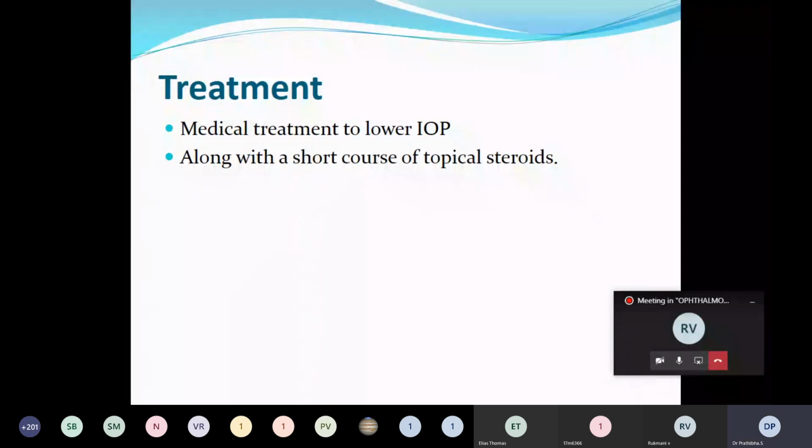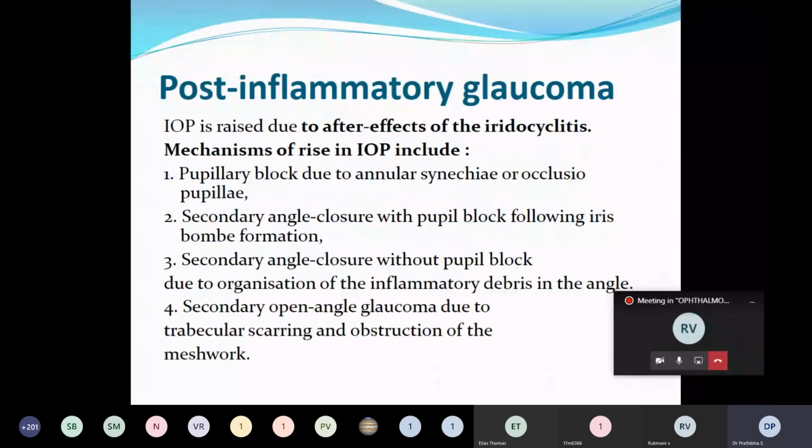Medical treatment to lower the IOP, and along with that a short course of topical steroids can be administered. Post-inflammatory glaucoma is almost similar to post-uveitis. Uveitis is also a type of inflammation, no? So the IOP is raised due to after effects of iridocyclitis. Many mechanisms have been put forward. Now, in detail, I think it is not required for you.